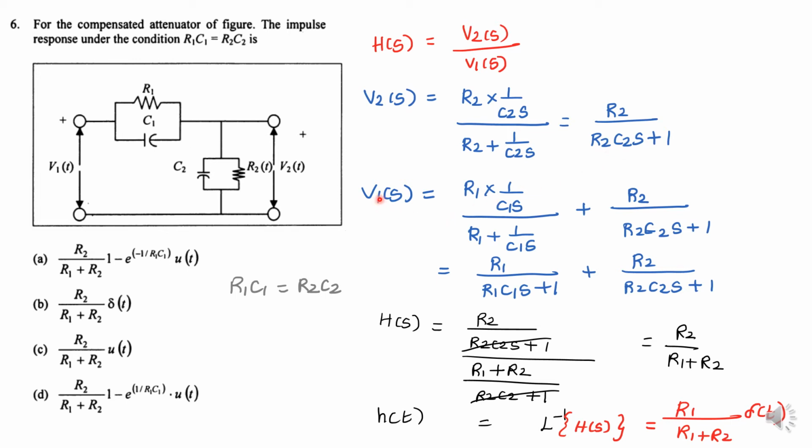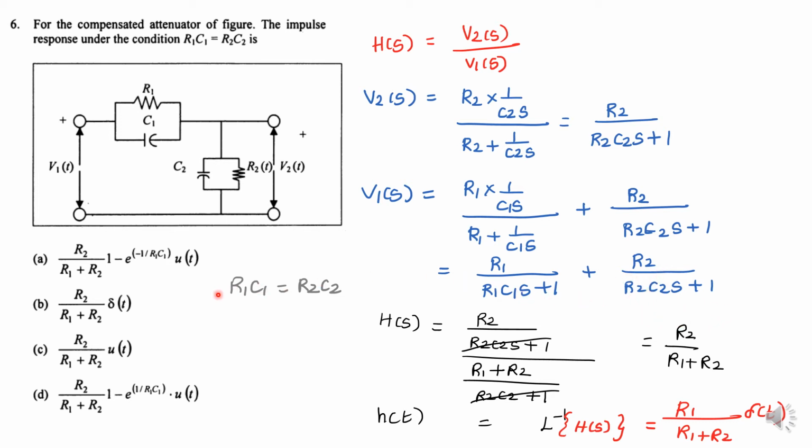Next, find V1 of S. V1 of S is R1 into 1 by C1S divided by R1 plus 1 by C1S, plus, I have to add this because these two are connected in series across V1 of t, R2 divided by R2 C2S plus 1. Next, I simplify part number 1: R1 by R1 C1S plus 1, plus R2 divided by R2 C2S plus 1.